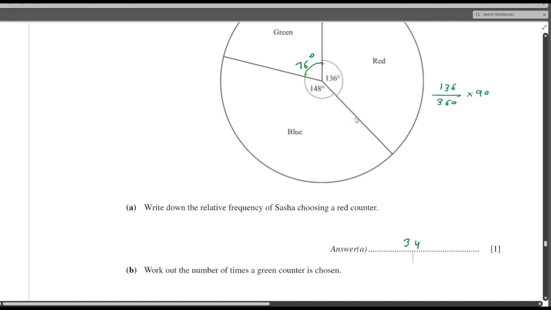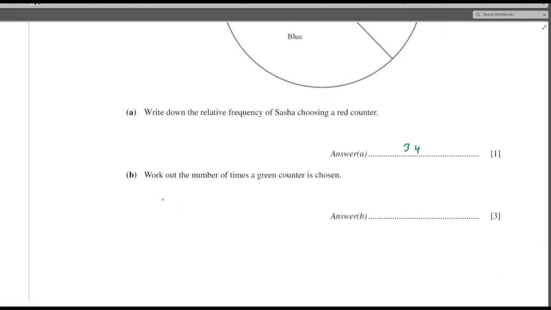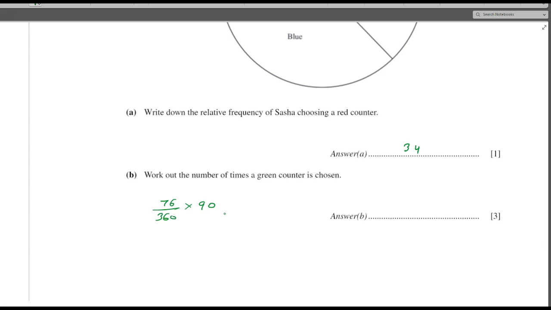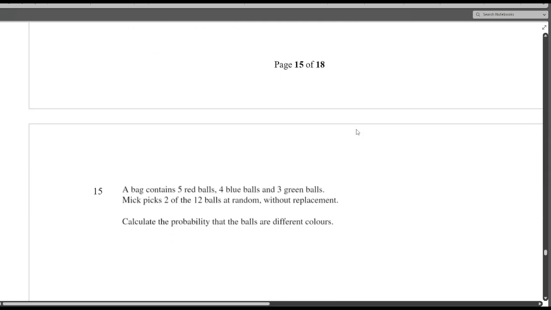Now work out the number of times a green counter is chosen. For the green counter, its relative frequency is 76 divided by 360. So 76 divided by 360 multiplied by 90 will give me 19 as a result. So 19 is my result.